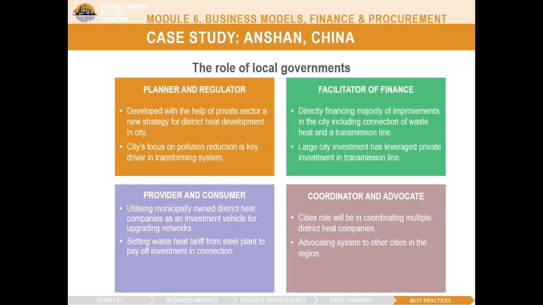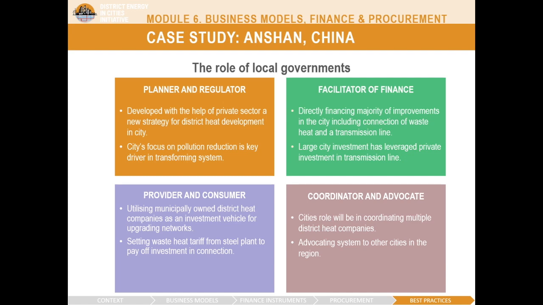Anshan Local Government. In its role as planner and regulator, Anshan Local Government developed with the help of private sector a new strategy for district heat development in the city. City's focus on pollution reduction is the key driver in transforming the system. In its role as facilitator of finance, the local government directly funded the majority of the improvements in the city, including connection of waste heat and the transmission line. Large city investment has leveraged private investment in the transmission line.